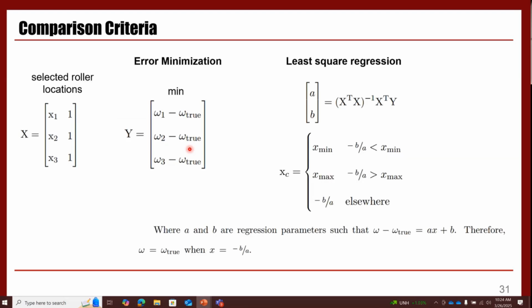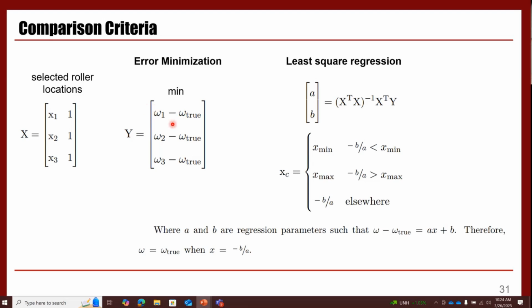Now, for the comparison criteria that we use for this work, we use the error minimization and the least square regression method. For some selected roller locations, we can select as many roller locations as we want to try. That will determine the number of FEA models that we have. So if you have more FEA models, the more computation and time it will take. But the more FEA models you have, the faster you're able to determine the exact roller location.